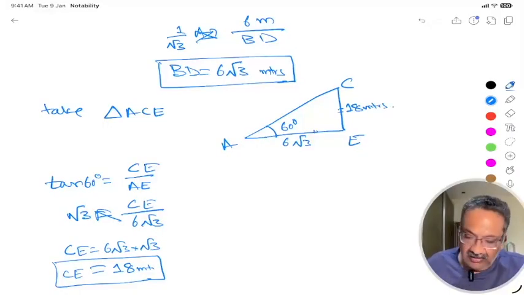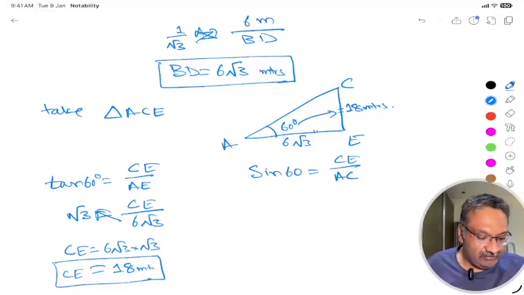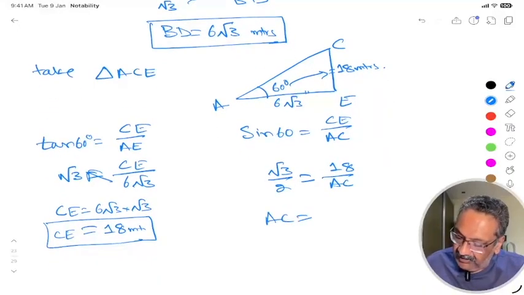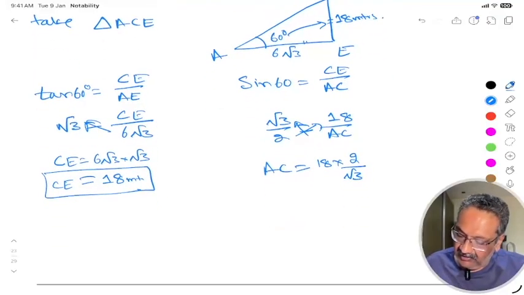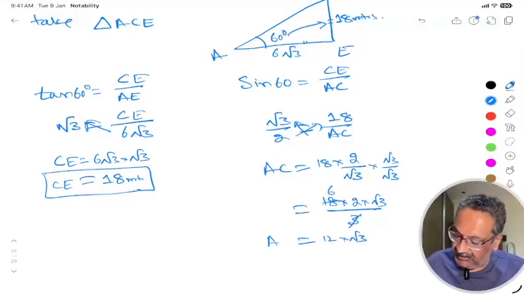All right. Now let us take sin 60. Sin of 60 degrees will be opposite CE by hypotenuse AC. So what is sin of 60 degrees? Sin 60 degrees will be root 3 by 2. So root 3 by 2 is equal to CE, which we know as 18, over AC, which we don't know. So AC will be, cross multiplying, 18 into 2 by root 3. Now I will multiply both sides by root 3. I will get 18 into 2 into root 3 by 3. 3 ones are 3, 6 twos are 12 into root 3. So AC is 12 into root 3.